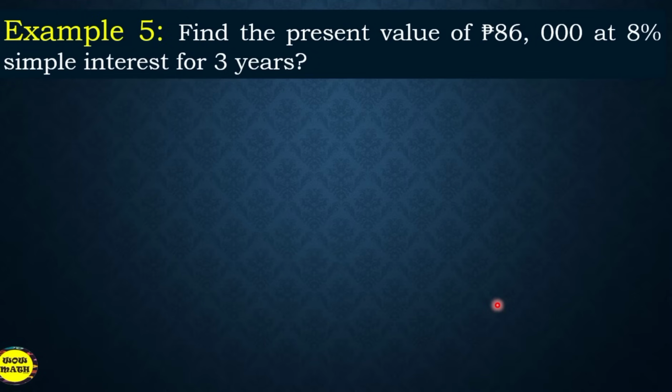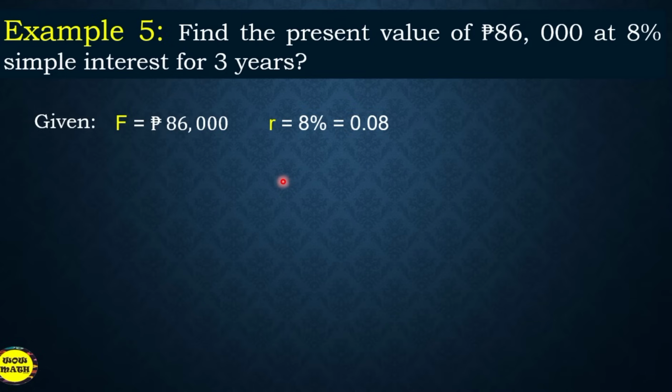For example, number 5, find the present value of 86,000 pesos at 8% simple interest for 3 years. So, ang hinahanap ulit dito ay present value of 86,000. So, ang 86,000 na tinutukoy dito ay hindi interest. That is the future value or the maturity value. So, ibig sabihin, yung mga given natin, the future value is 86,000 pesos. Yung rate is 8% or 0.08 and the time is 3 years.